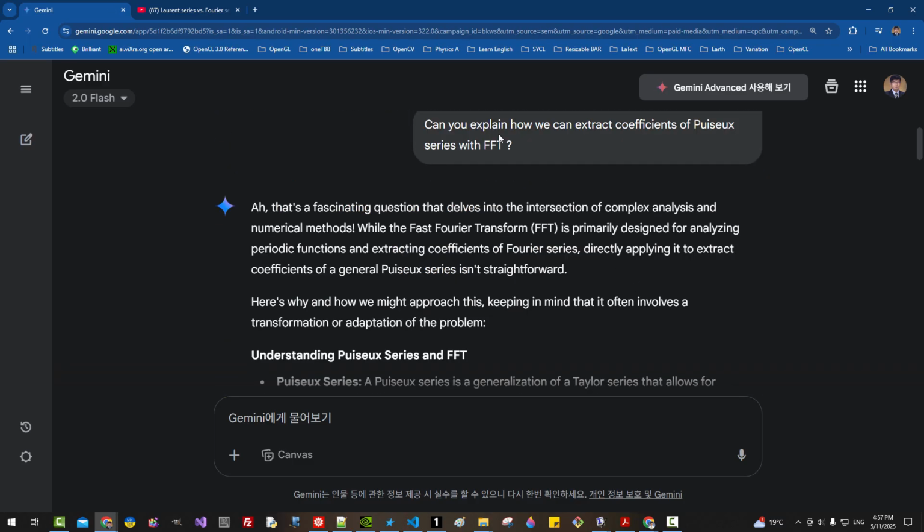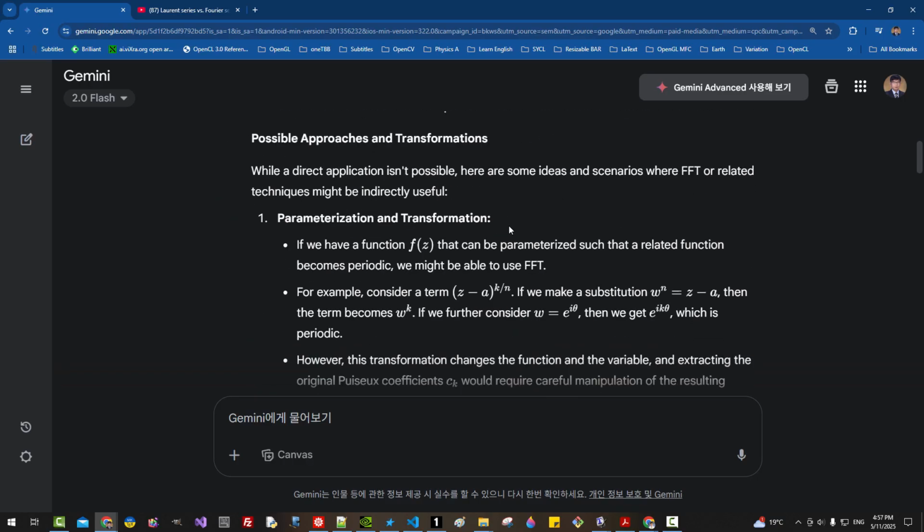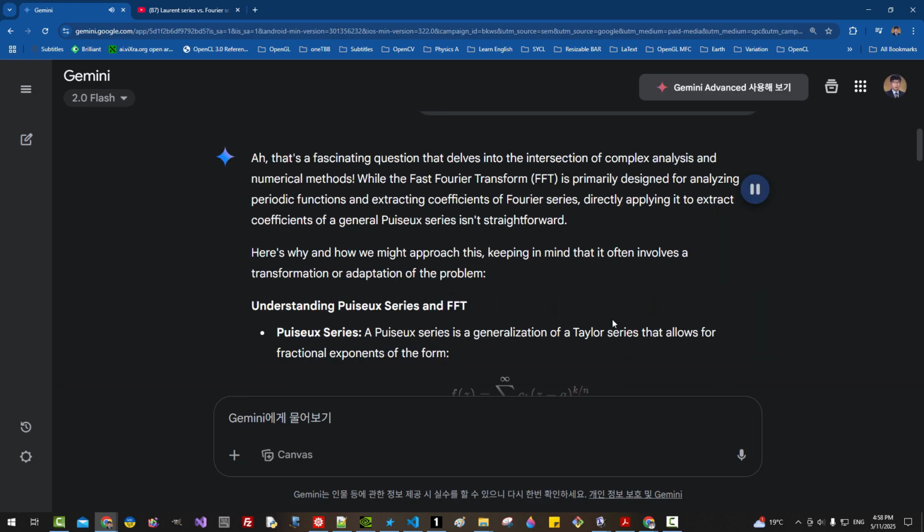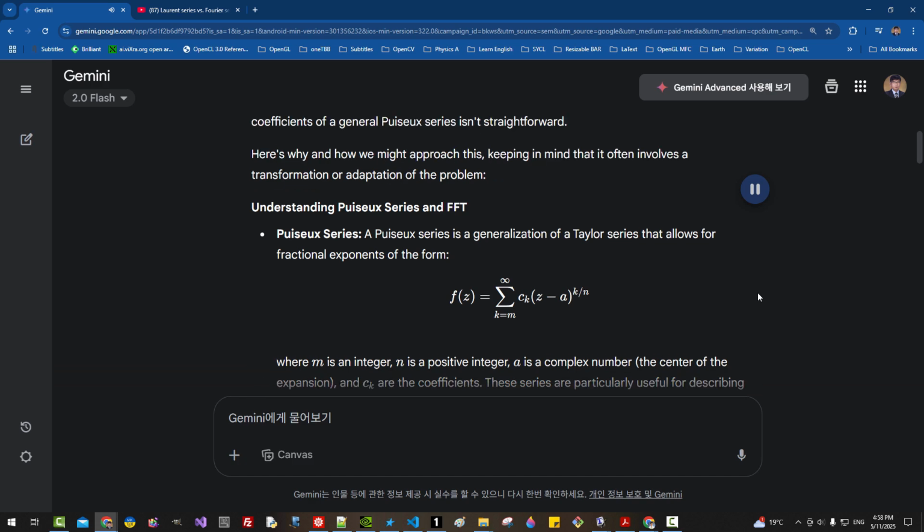Then I asked, "Can you explain how we can extract coefficients of Puiseux series with FFT?" Then Google Gemini answers: that's a fascinating question that delves into the intersection of complex analysis and numerical methods. While the fast Fourier transform, FFT, is primarily designed for analyzing periodic functions and extracting coefficients of Fourier series, directly applying it to extract coefficients of a general Puiseux series isn't straightforward. Here's why and how we might approach this, keeping in mind that it often involves a transformation or adaptation of the problem.